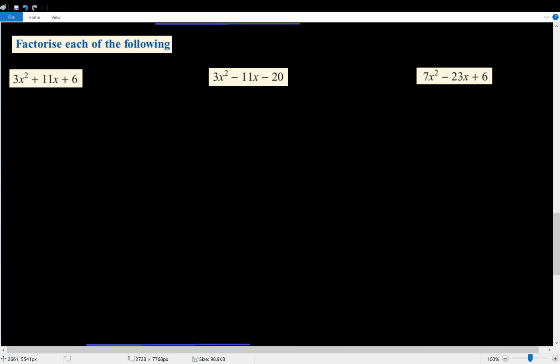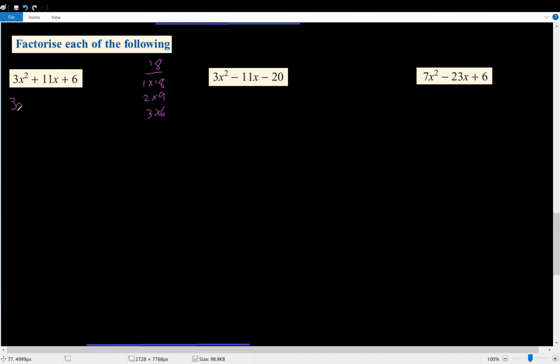So in our first one here, we're going to take our number in front of x squared, which is 3, and we're going to multiply by the number at the end, 6, and we're going to get 18. We're going to list factors of 18. It's going to be 1 by 18, 2 by 9, 3 by 6. Alright, and we need to pick which of these pairs will sum up to 11, because that's our number in the middle. So we're going to take 2 and 9.